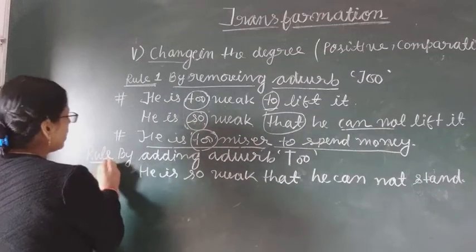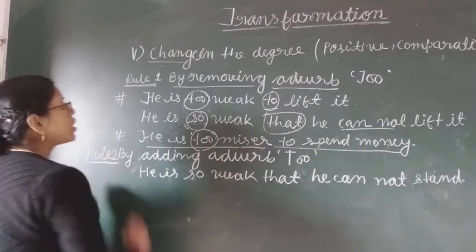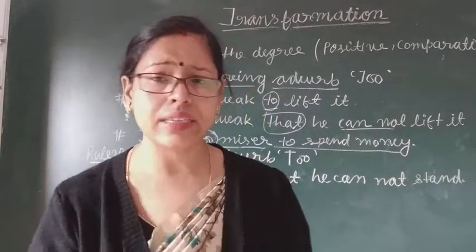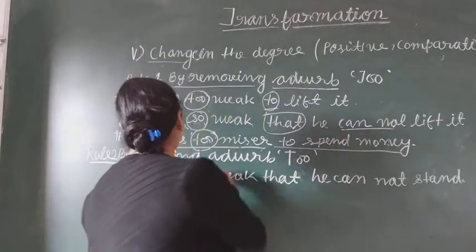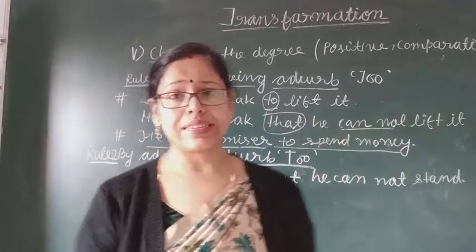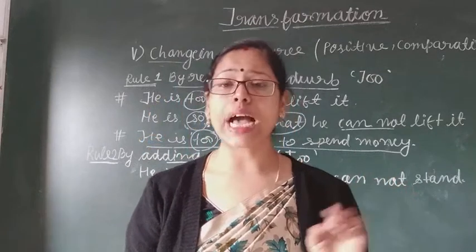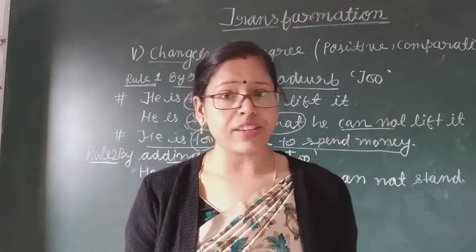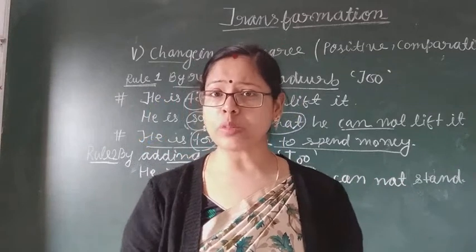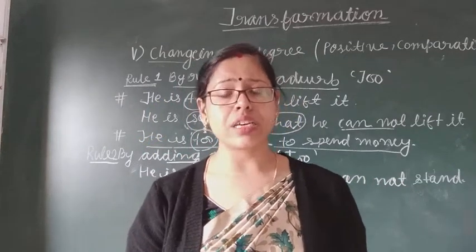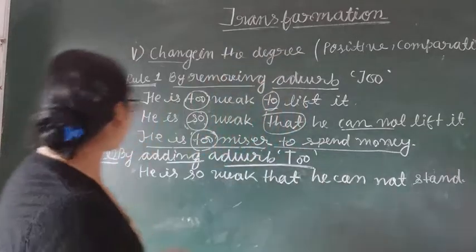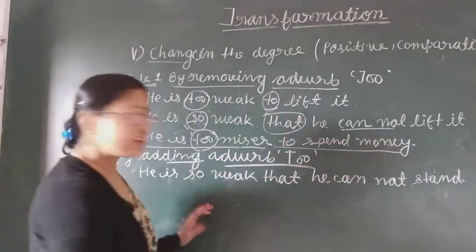Okay, now let's move towards rule number 2. What is rule number 2? Rule number 2 says that by adding the adverb too we can transform the sentence. That means in the first rule I taught you how we can remove it and transform the sentence, and here I am talking about the opposite of rule number 1. Here we have to add the adverb too.